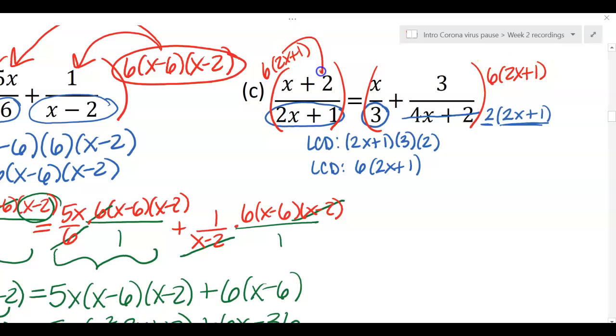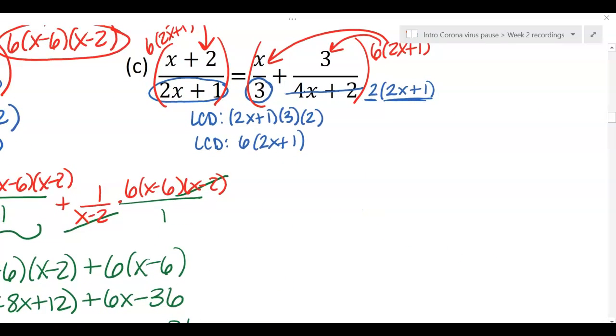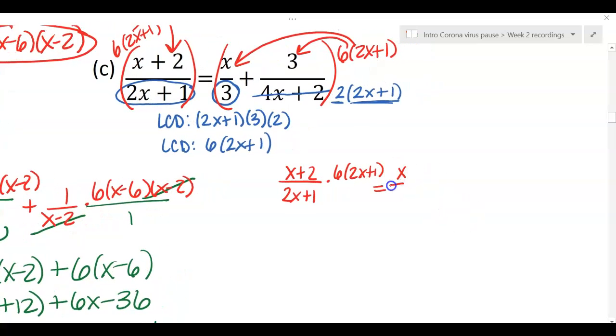Remember, on the left side, it means it's multiplying this fraction. On the right side, it means it's getting distributed to both of these. So I'm going to have that first fraction, the only fraction on the left side, getting multiplied by the common factor of 6 times 2x plus 1. On the right side, I have x over 3 getting multiplied by 6 and 2x plus 1, and then also 3 over 2 times 2x plus 1 getting multiplied by 6 and 2x plus 1.